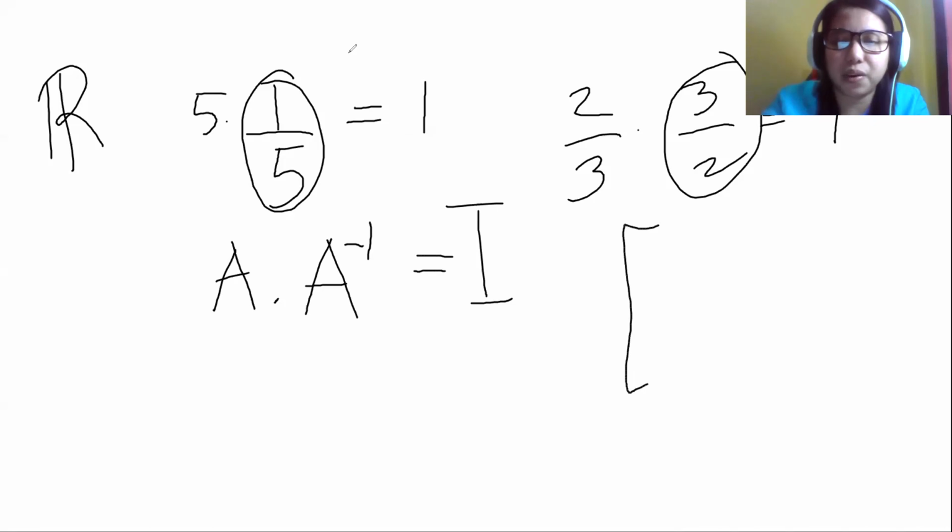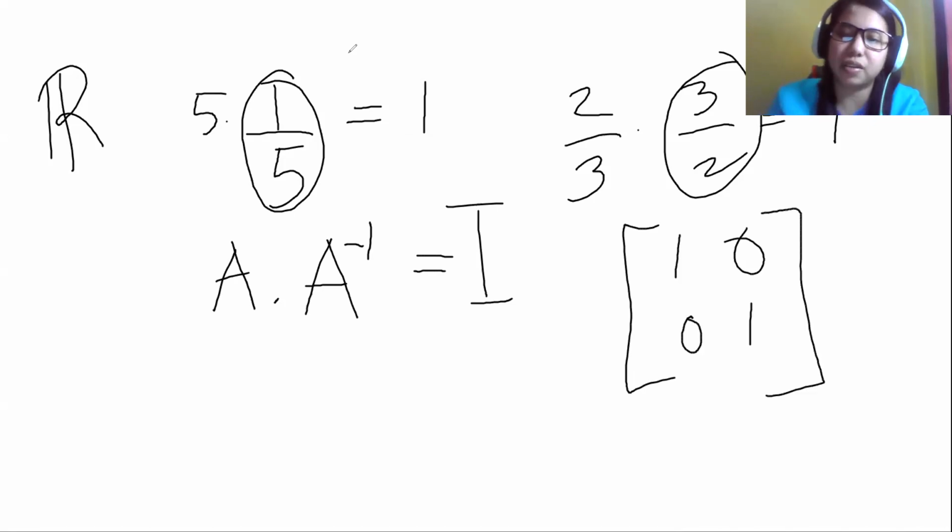So we have, of course, 1, 0, 0, 1. This is in order 2. If we expand it, the diagonal is equal to 1, while all other values, upper and lower to the diagonal, will be equal to 0. So that's for the identity matrix.